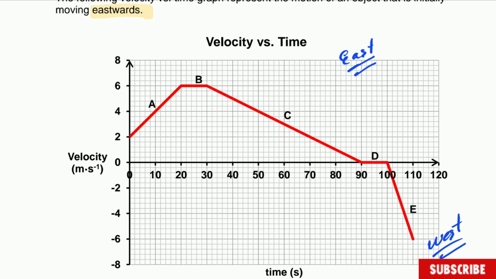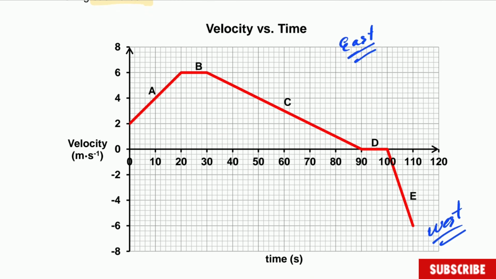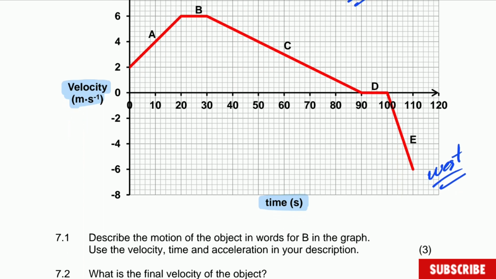Now if we look carefully at this graph, the first thing you must look at, which is very important, is what type of graph this is in terms of what physical quantities we are speaking about. This is velocity versus time. That is the first important thing, and the object has different motion throughout the whole process. So that is the graph. Now let's go to the question.